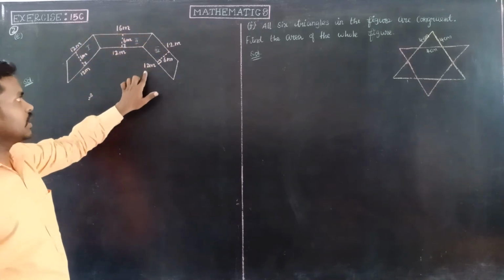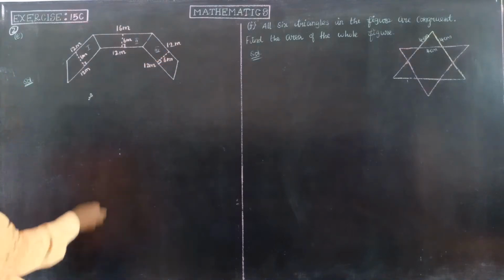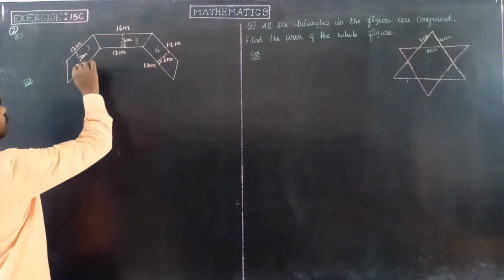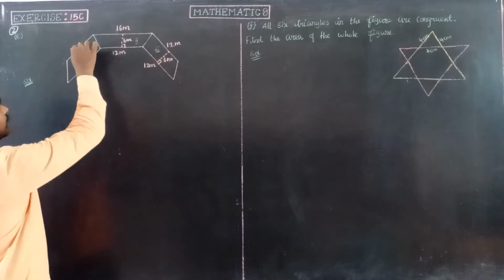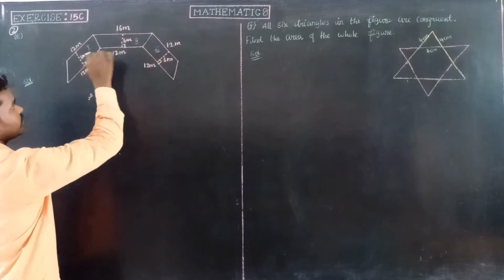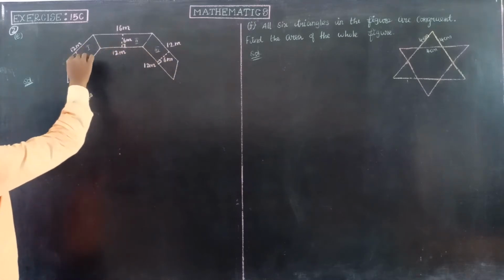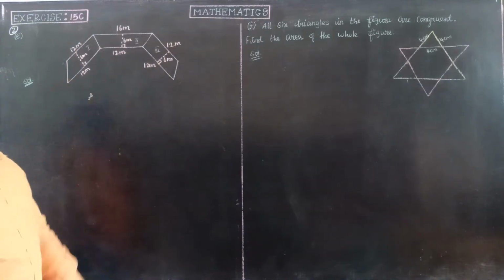The third one is a parallelogram. 12 meters each and 6 meters is the height. So the first and third are the same. If we find one and multiply by 2, we get both. The base is 12 meters and the height is 6 meters. Parallelograms 1 and 3 are the same shape, so when we multiply by 2, we get the two parallelograms.